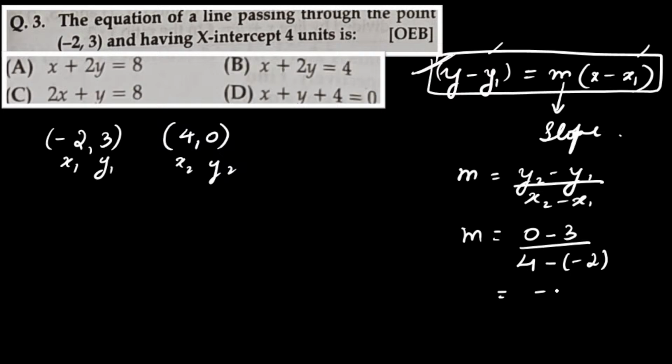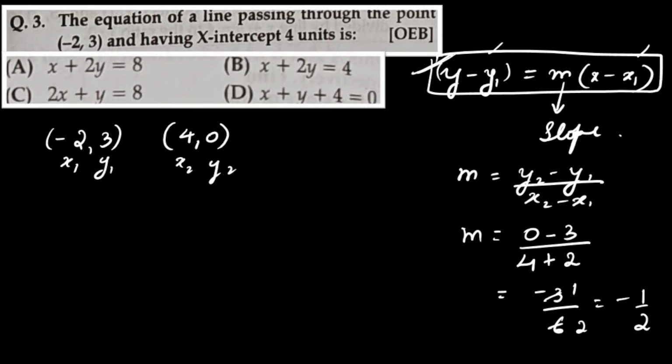So 0 minus 3 is minus 3. When two signs are together, minus minus, we can write it as plus. So 4 plus 2 is 6. Now we can do cancellation, 3 into 1, 3 into 2. So minus 1 by 2 is the slope. Minus 1 by 2 is the slope of the line.